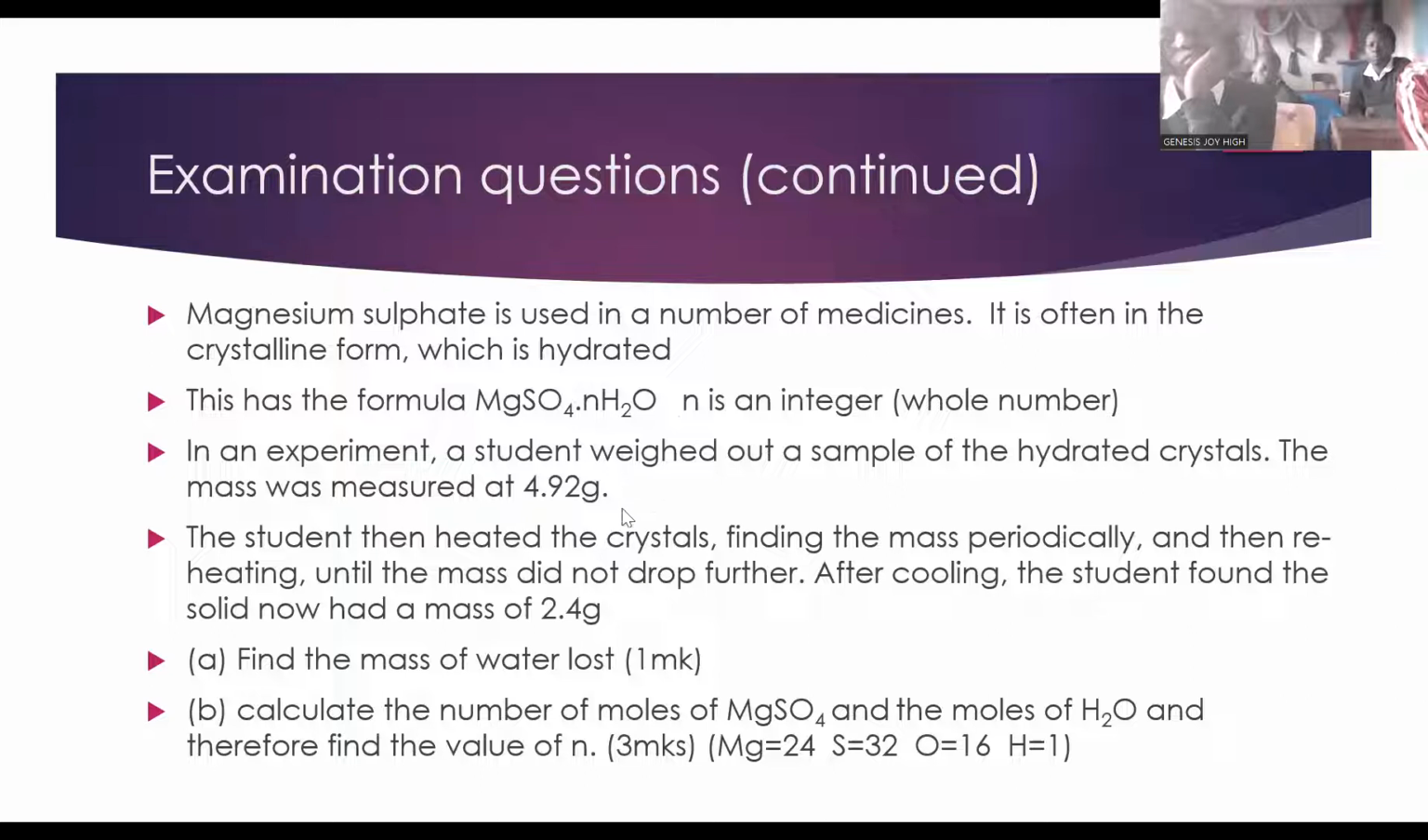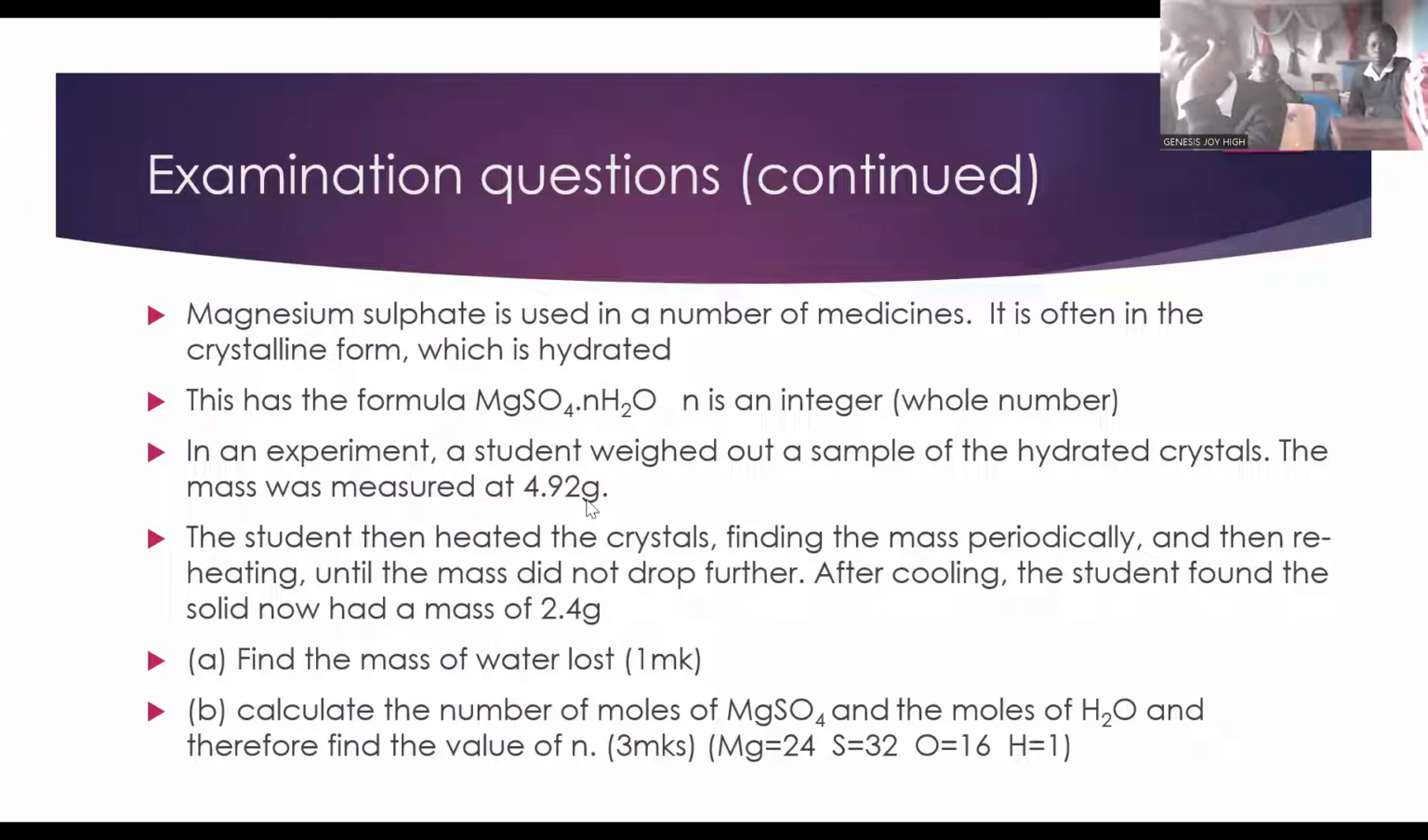It says that we start with 4.92 grams and we heat it up, the water is evaporated, and it goes down to 2.4. If it goes down to 2.4, then 4.92 minus 2.4 is the mass of water which is gone. That's the first bit. Then you work out the moles of magnesium sulfate. So 2.4 is the magnesium sulfate, and so 2.52 must be water.